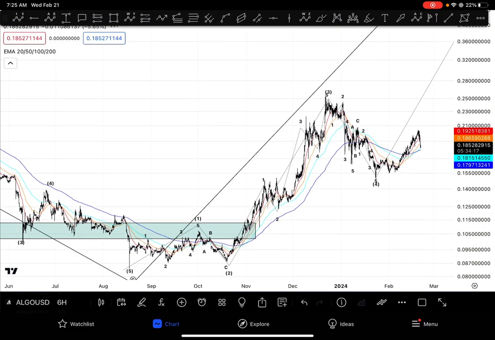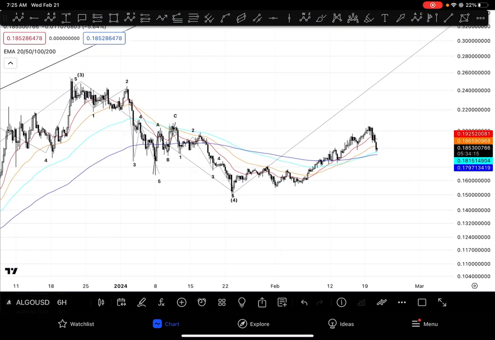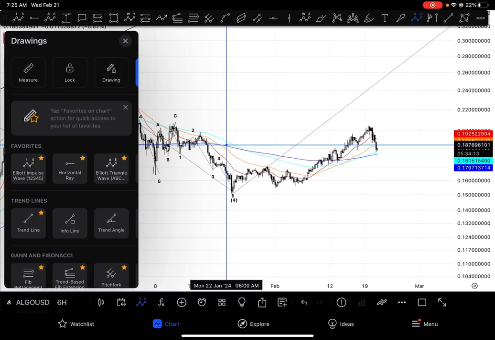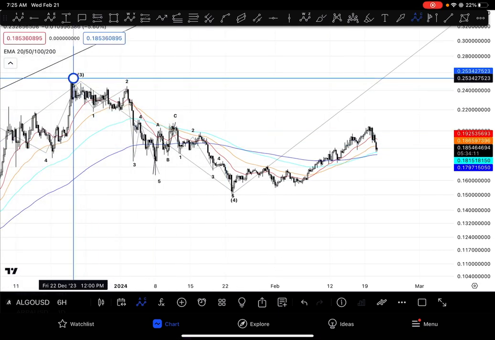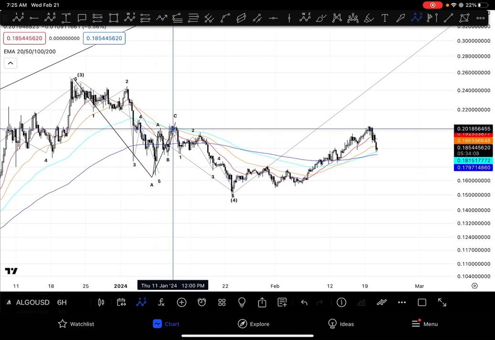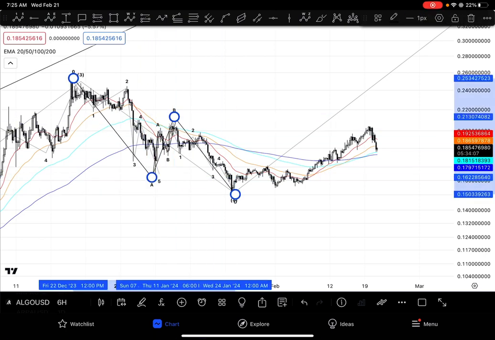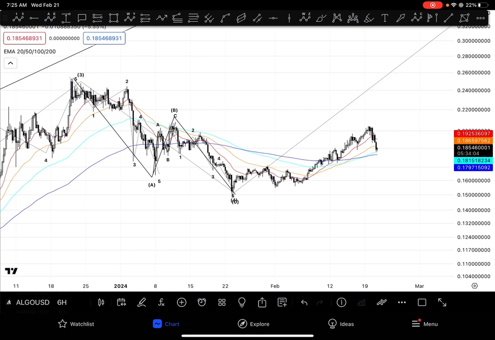And you can see that we perfectly came down to the 50% or the 38.2% retracement. So this is your A wave, your B wave, and then your C wave here of your sub-micro degree.